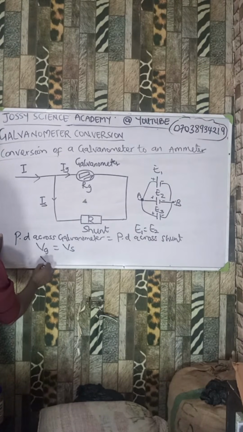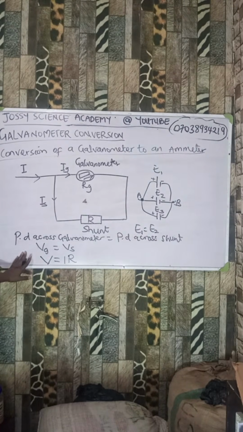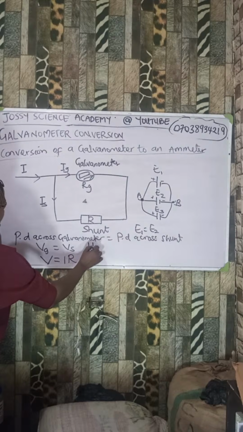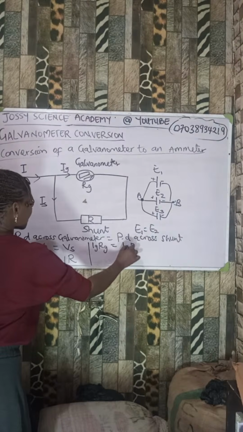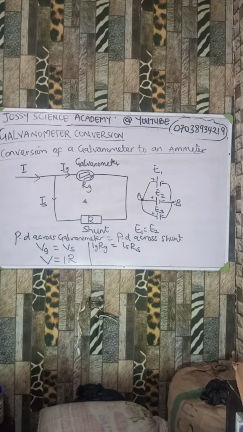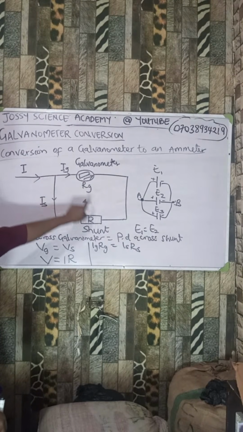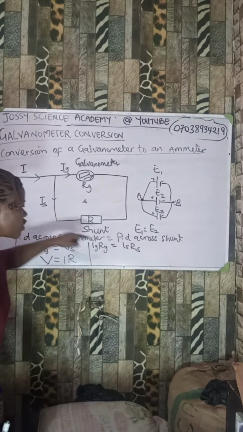But V is potential difference. From Ohm's law, V is equal to IR. So we can say that the voltage here, or the PD here, becomes IG RG equals IS RX. Are we cleared now? All right. So IG is the current across the galvanometer, RG is the resistance of the galvanometer, IS is the current of the shunt, and RX is the resistance of the shunt.